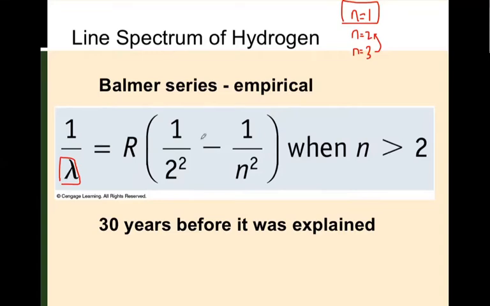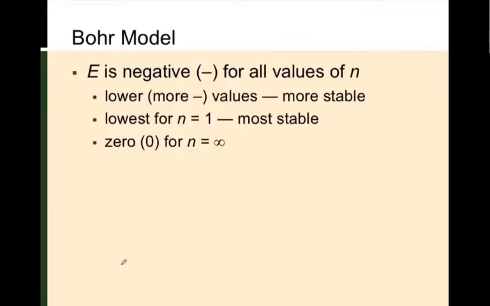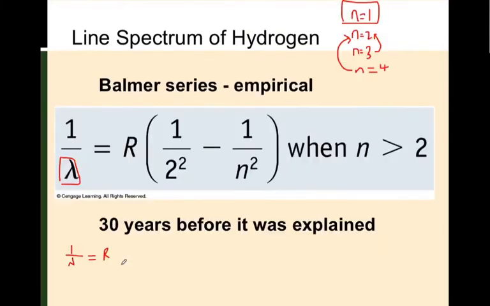We can actually use this to calculate the values of the different lines. For example, if we want to calculate the transition from 3 to 2 or 4 to 2, n equals 4 to 2, let's do 4 to 2, why not? Going back here like this, we have 1 over lambda is equal to the Rydberg constant, which is just a constant. I think it's 1.0. Is it here? It's not here. I'll look it up. The Rydberg constant is 1 point something.